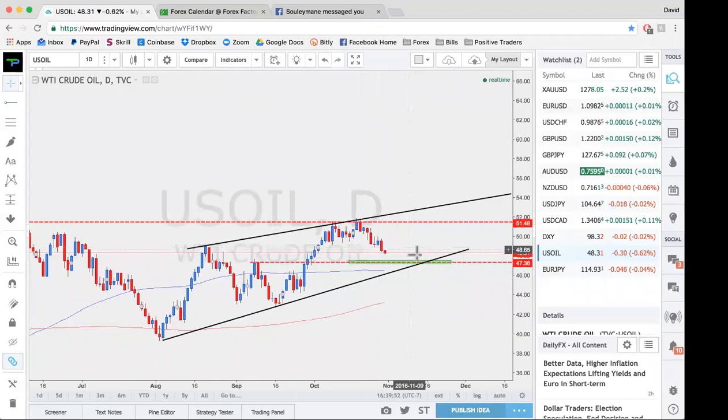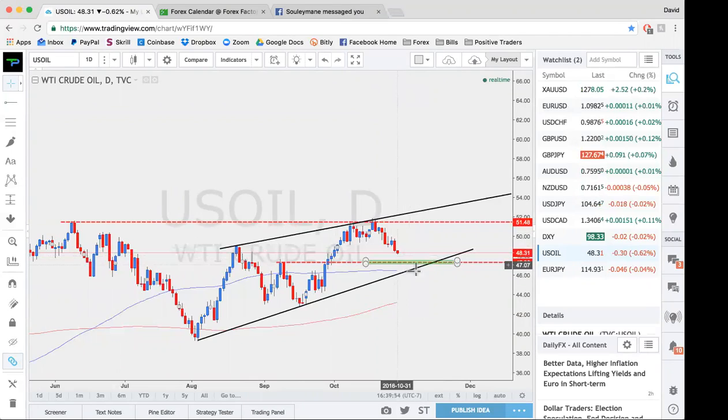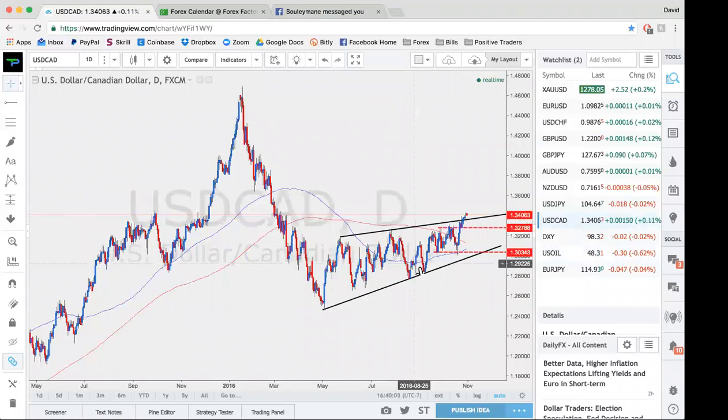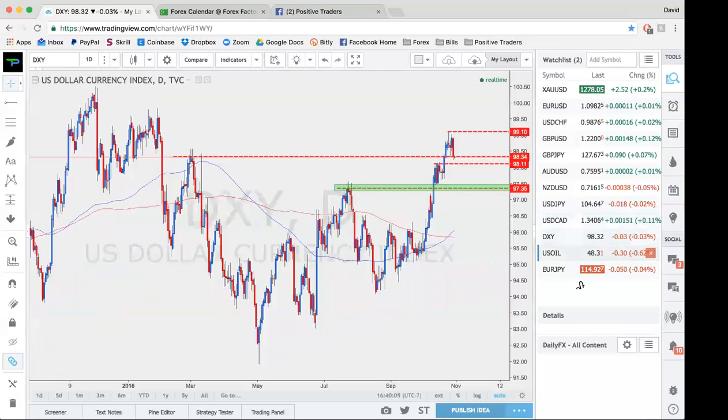Oil is still continuing to drop. I think it still could pop down further before we look to buy. So that's why USD CAD could still go higher. USD CAD could still definitely go higher.